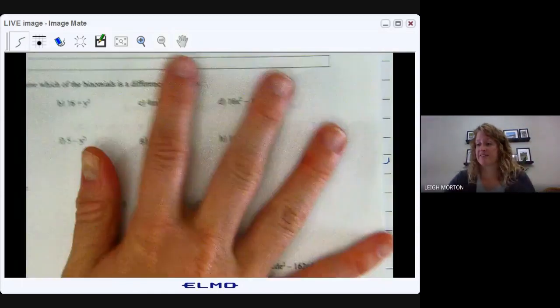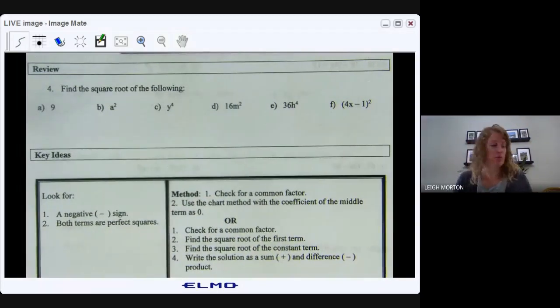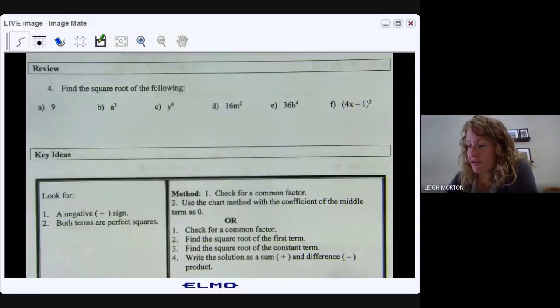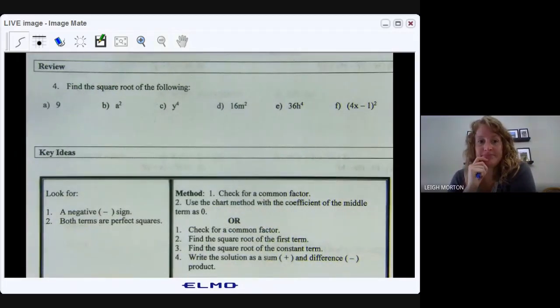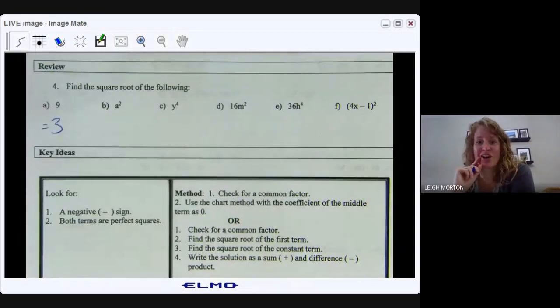Let's take a look at factoring difference of squares. All we need to really worry about is square rooting here. And let's get this done, okay? So very quickly, find the square root of the following for all of these 6 terms. Square root of 9, 3. Yes, it is. Good job. Work through the rest.